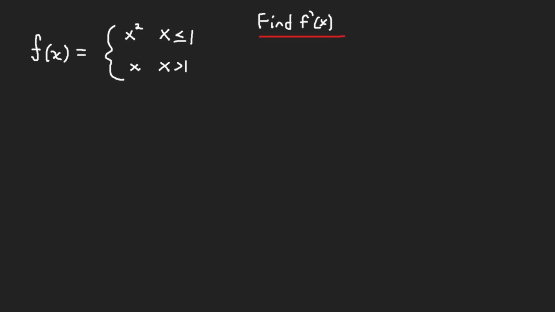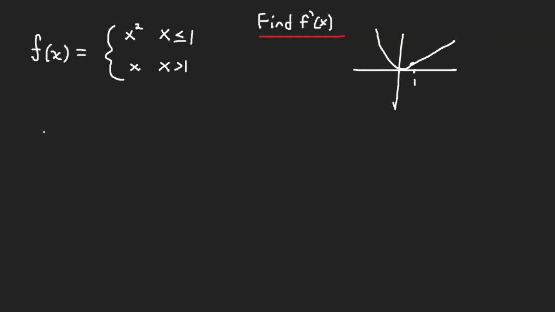In today's video, I'm going to show you how to differentiate piecewise functions. So given f of x equals x squared for x less than or equal to 1, and x for x greater than 1, we're being asked to find its derivative. Just roughly sketching out this graph, we see it's x squared up until that point. Let's say this is 1, and then it's going to be the graph of x after 1.